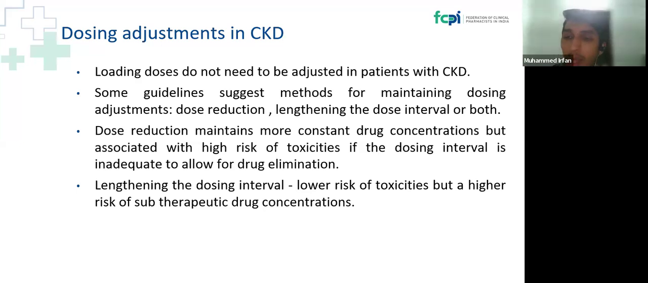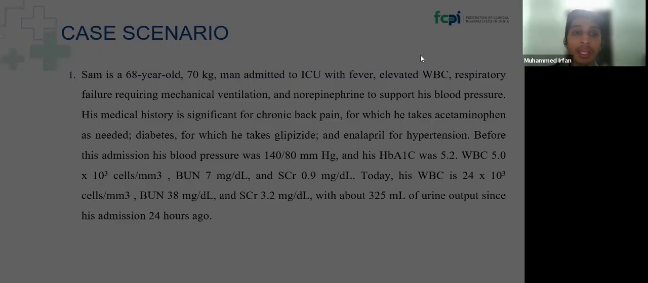As we should all know, in CKD patients the loading dose of the drugs should not be adjusted. Some guidelines suggest that for maintenance dosing adjustment, dose reduction, lengthening the dose interval, or both can be used. Dose reduction maintains a more constant drug concentration but is associated with a high risk of toxicities if the dosing interval is inadequate to allow for drug elimination. Lengthening of the dose interval carries a lower risk of toxicity but a higher risk of subtherapeutic concentration. The effectiveness will not be achieved in that kind of patients.